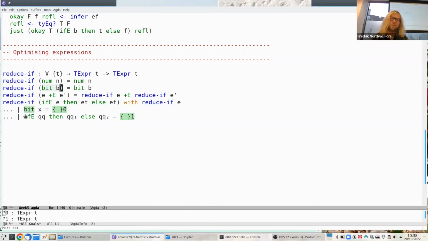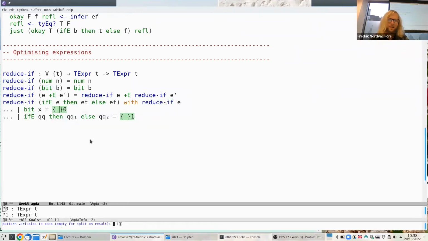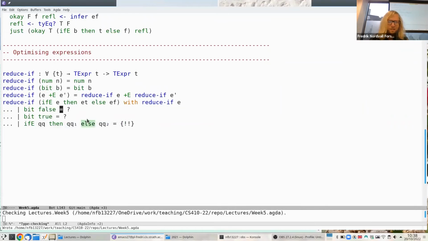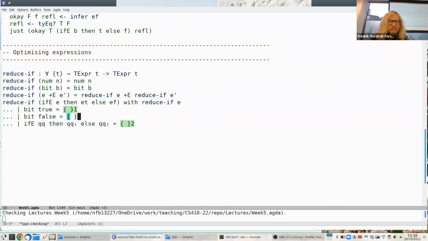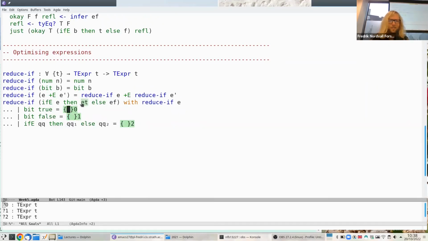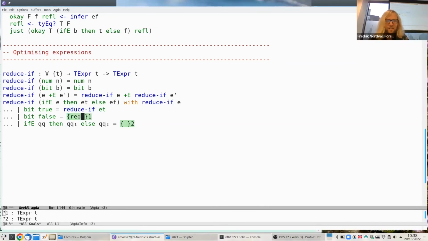It could either be a bit, or maybe it could be an if then else. If we actually had variables, then it could definitely be an if then else, right? But so then here I can look at the x. If it's true, I would like to return just this branch, right? But I might as well optimize this as well. I mean, it would be stupid not to. So I'm going to return reduce if of et in this case. And in this case, return the other one.